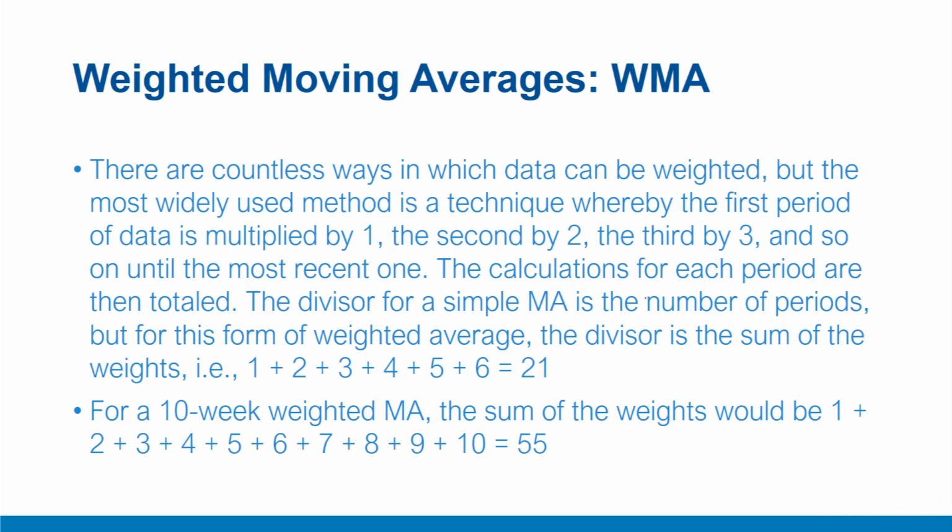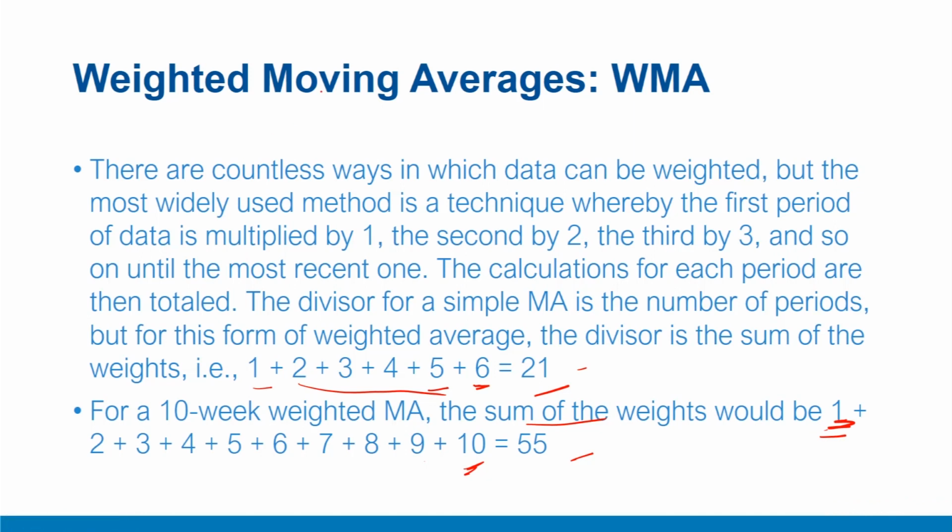For example, if you have 6 observations, the most recent observation will be multiplied by 6, because there are 6 periods or 6 observations, then the previous observation by 5, and the last observation by 1. The total of all these is 21, so the divisor will be 21. Similarly, for a 10-week WMA, the sum of the weights from 1 to 10 is 55. The most recent observation will be multiplied with 10, the previous one with 9, and so on until the last observation is given a weight of 1.